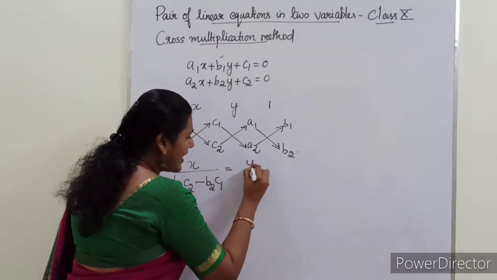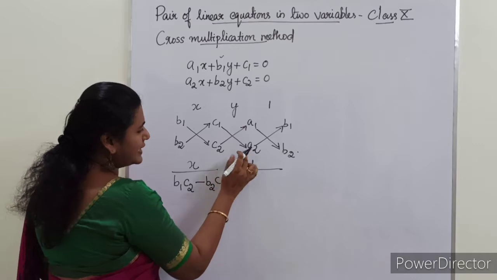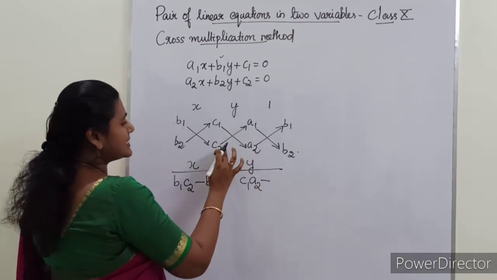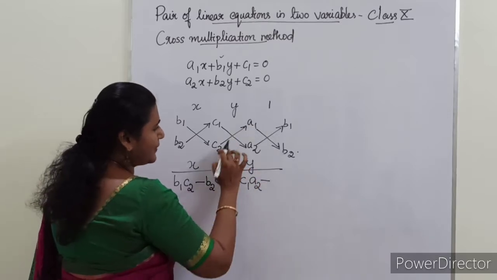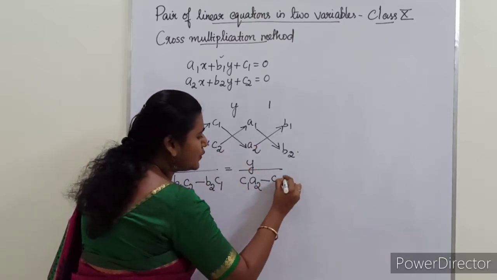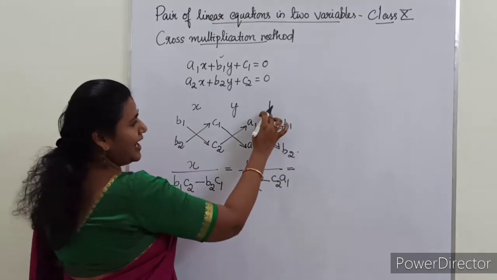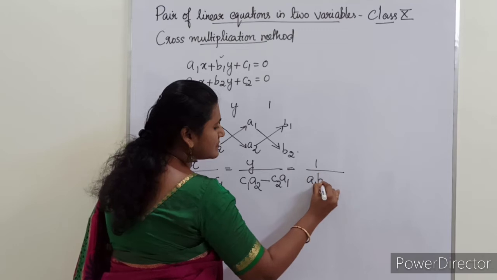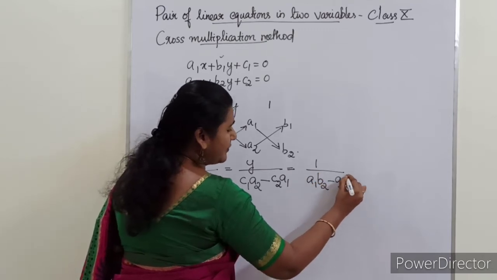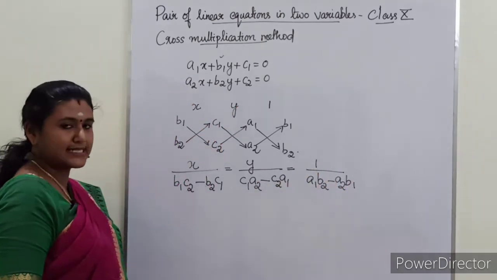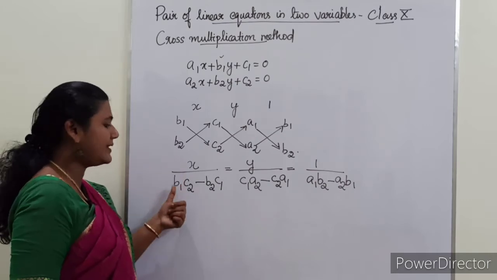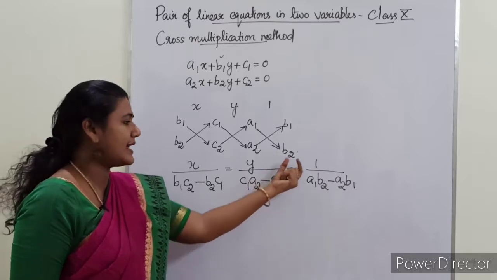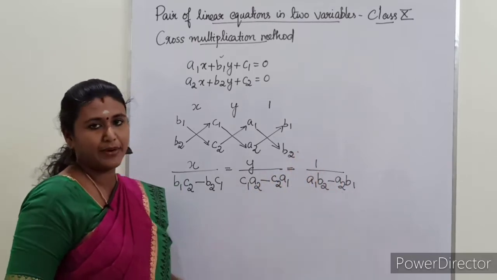In the same way, y divided by, here also multiply these two numbers, that is c1 a2, and subtract from it the product of these two, that is c2 a1. And finally we have 1 here, so 1 by a1 b2 minus a2 b1. So this is the second step. We write x by the product, y divided by the product, and the last one divided by the product.